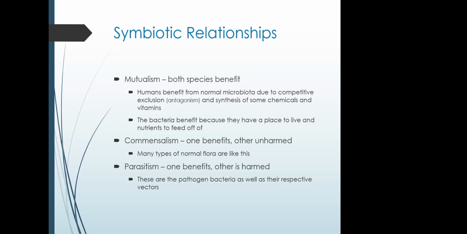So the third one, parasitism, those are the bad guys. That's the pathogenic bacteria. Those are the ones that hurt us. Those are the ones that make us sick. So the bacteria is happy. The bacteria has a place to live, but we're being hurt. We're being harmed. And that's parasitism. Okay? So just make sure you know the definitions of the 3 different types of relationships, but also make sure you understand that commensalism is the most common one. That's the one that's going to be happening more often by far than the other 2.